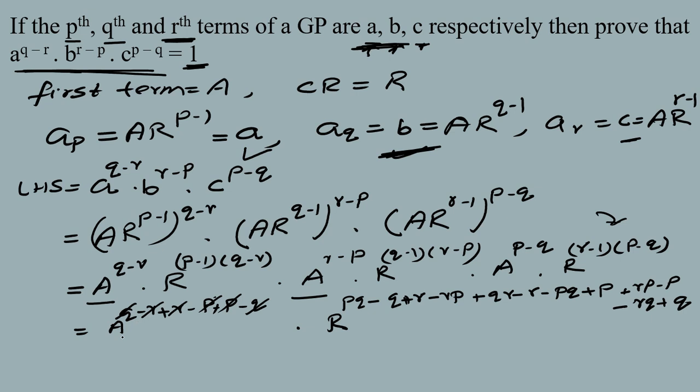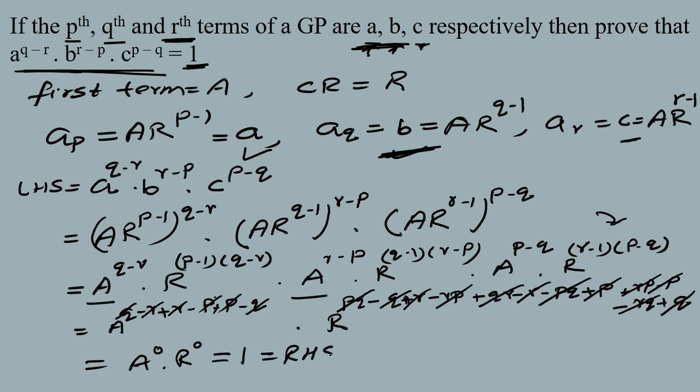And now you can see all the powers should cancel out, but we'll check it. It is not that we have to get 0, so just make it 0. You see, plus PQ minus PQ cancelled, minus Q plus Q cancelled, plus R minus R cancelled, minus RP plus RP cancel, plus P minus P cancel, plus QR minus QR cancel. So we got R to the power 0, and any number to the power 0 is equal to 1, which is the right hand side. Okay, like this you can solve the question.